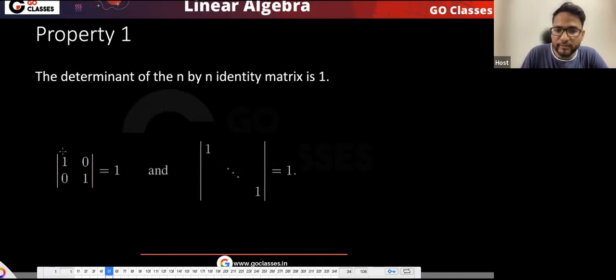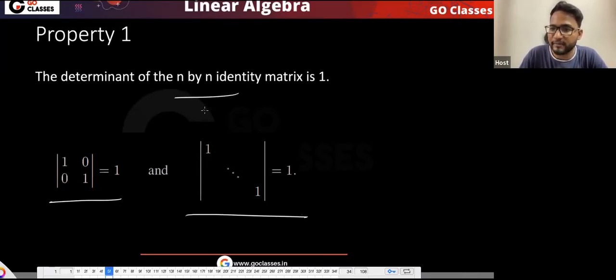Now, this matrix is a square matrix, only then can I calculate the determinant. An identity matrix is a matrix where you have ones on the diagonal and zeros everywhere else. So if it is an identity matrix, then the determinant of that matrix is 1. It could be any size, maybe 2 by 2, maybe 3 by 3, and in general, an n by n identity matrix. Okay, this is just one property of determinant. I hope that is fine with everyone.